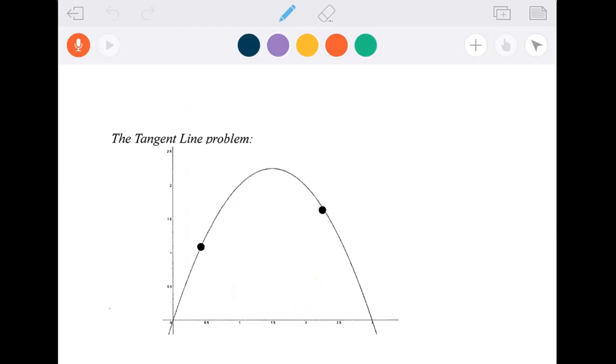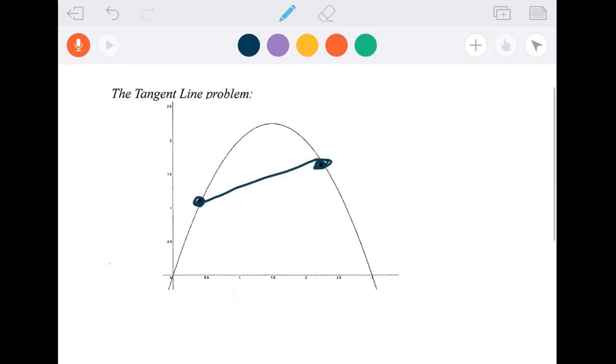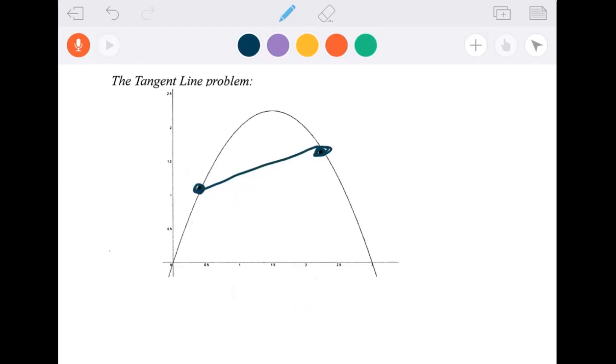So now when I go up here and I draw this secant line, I'm going to label the points. I'm going to call this one at x. My curve is y equals f of x. So if I wrote this, I'd say it's x comma f of x.